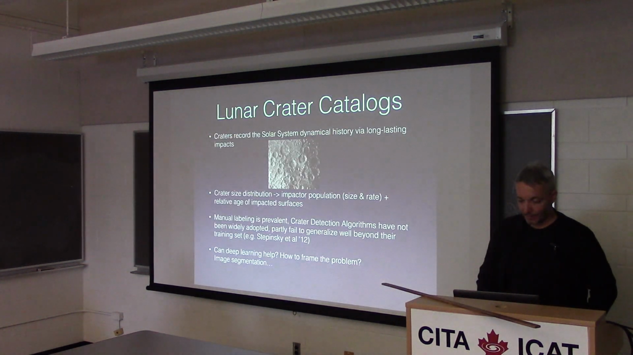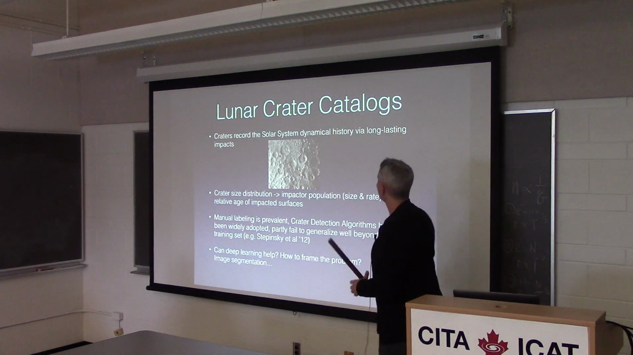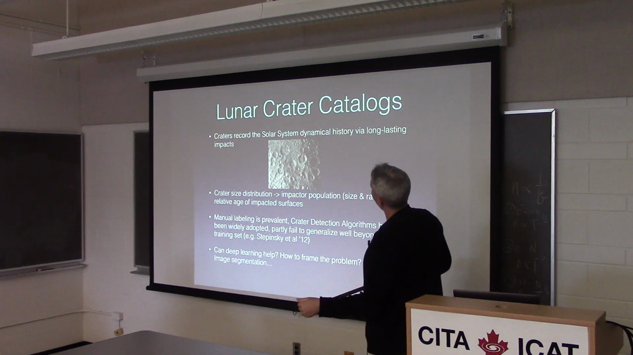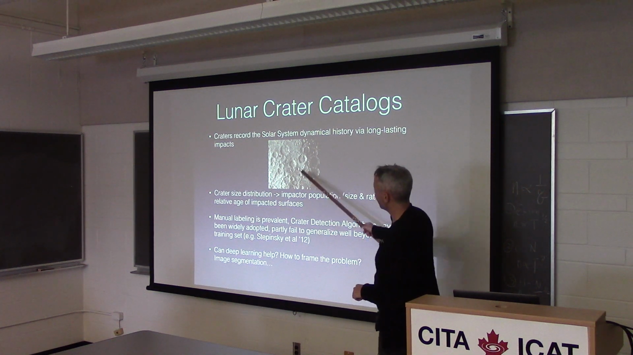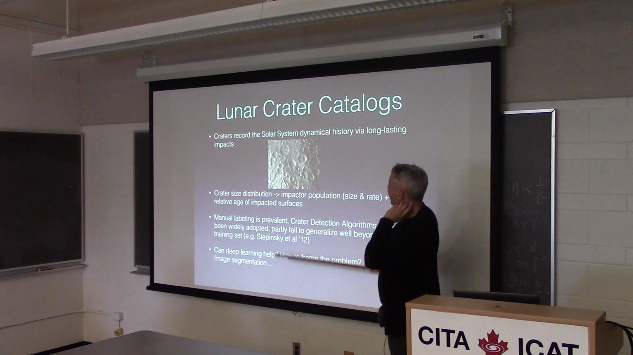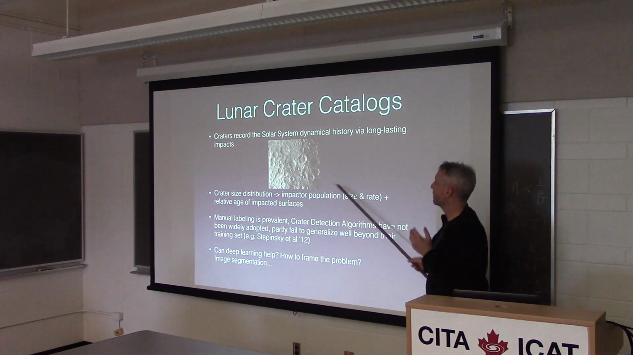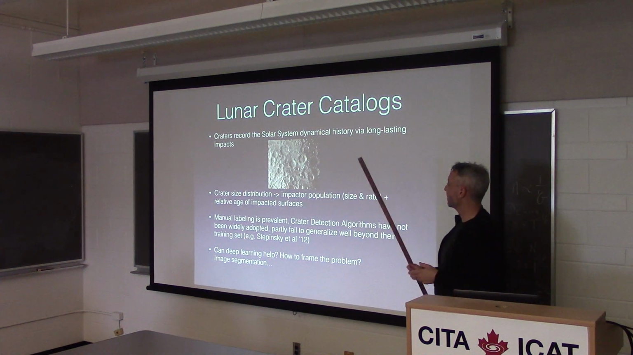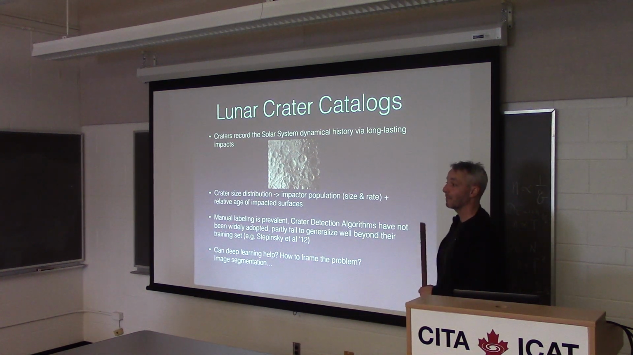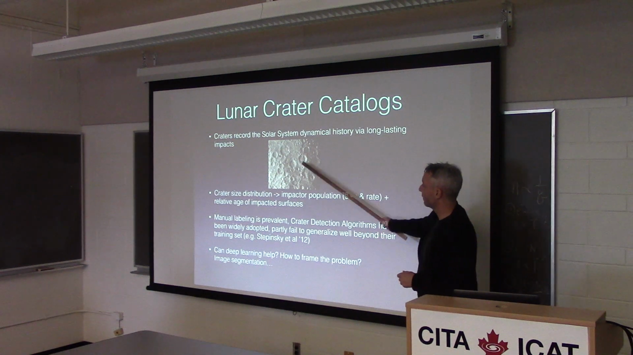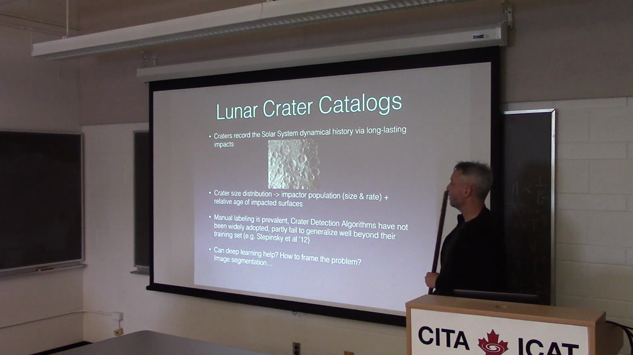And then I'll finish on this. Craters. So craters record the solar system's dynamical history via this long-lasting impact. That's just an image of the moon. So typically from the crater size distribution, you can infer a number of things about the impacting population, their size, and the rate at which they have impacted. We have learned about the solar system from this, and we can learn more. You can also date the surfaces from the density of impacts.